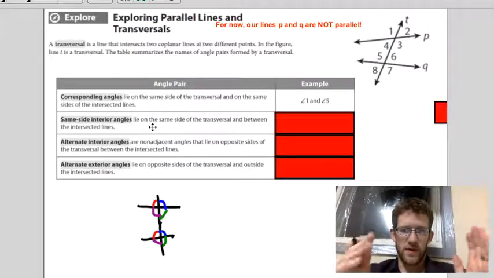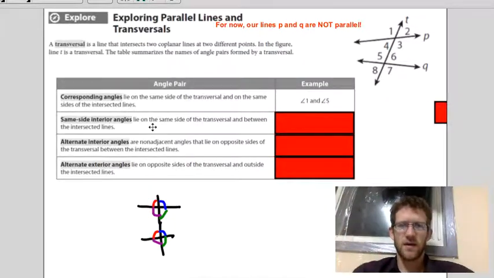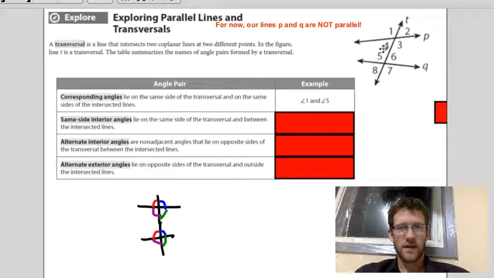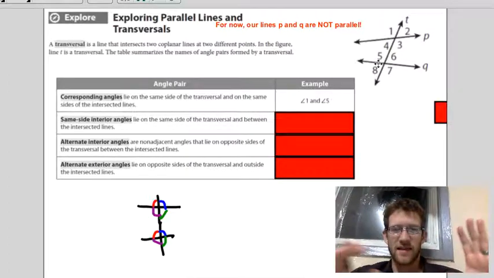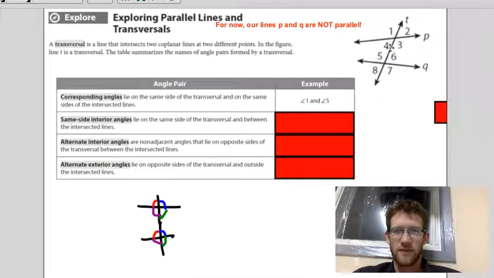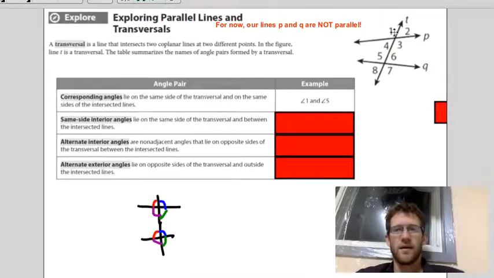Same side interior angles. So this one, we're just going to go on the description here. So same side interior angles. They have to be on the same side. The way this is oriented, we can think left and right. And they have to be the interior. So think about these ones are on the exterior. So 1 and 2, 8 and 7, those are on the outside. Whereas 4, 3, 5, and 6, these are on the interior. They're bounded by these two lines that might be parallel. So these are our guys on the interior.